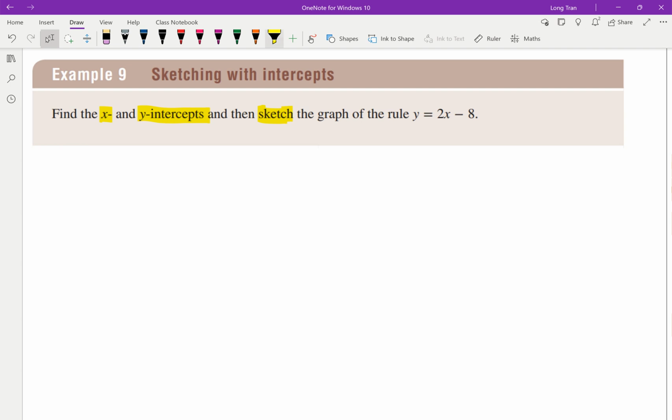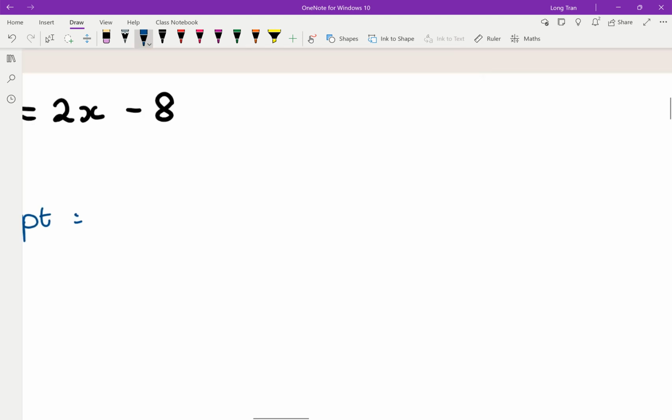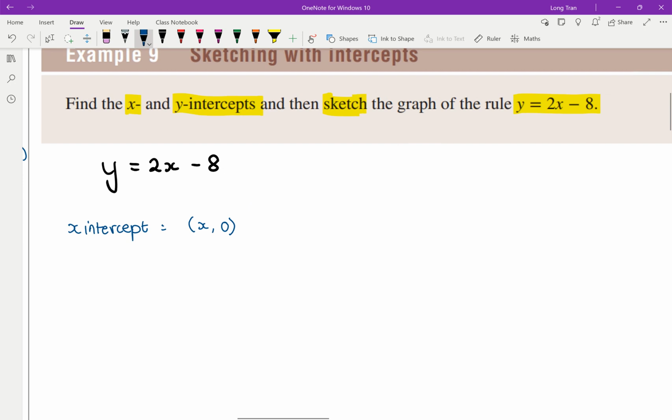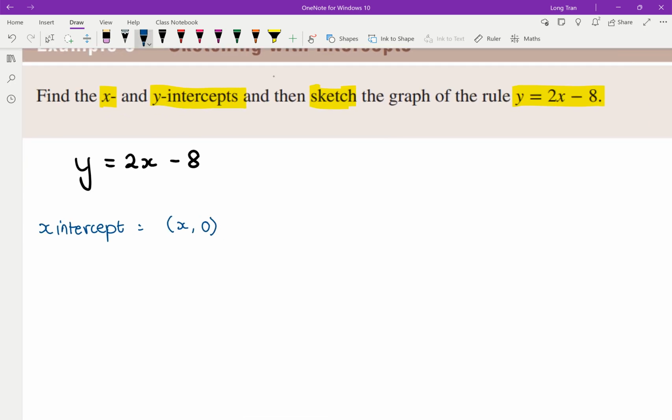So our equation is y equals 2x minus 8. Now, if we were to find our x-intercept, remember, the x-intercept can be found by, we don't know what x is, we don't know where on the x-axis the value is, but we know the y value is always 0. If you don't understand that, watch my example 8 again. And so here we go.